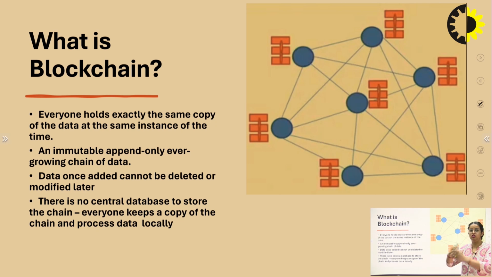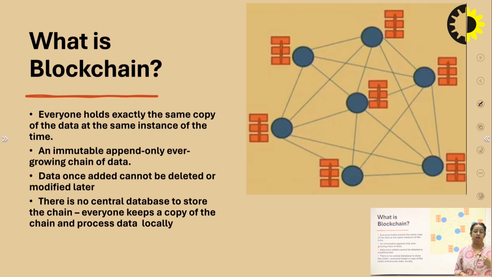That means whenever the blockchain is growing, you cannot change the data. Okay, then the third one, as is written here also, is that data once added cannot be deleted or modified later. That means immutability.